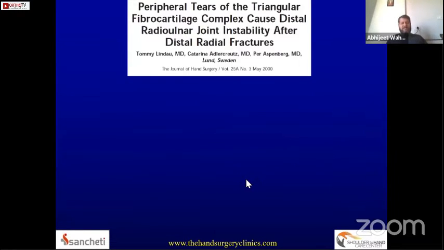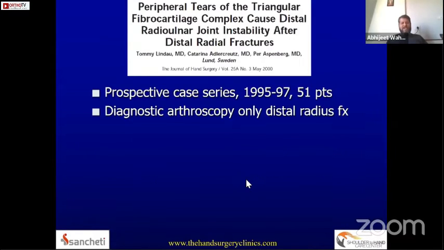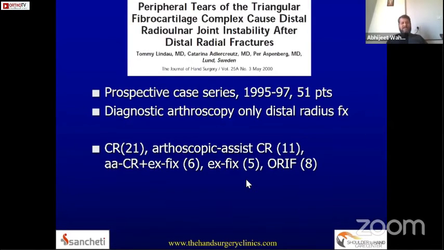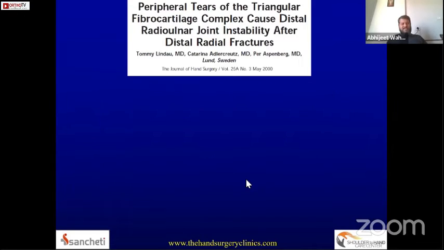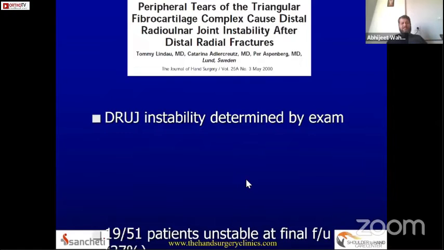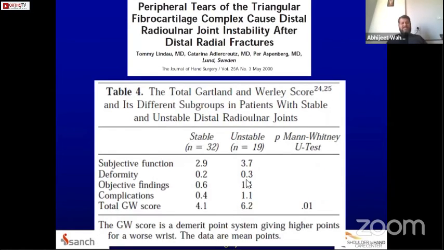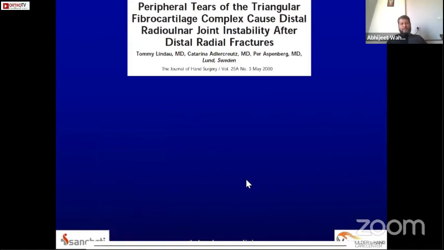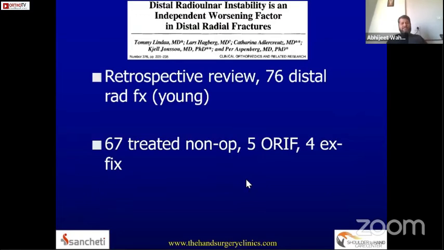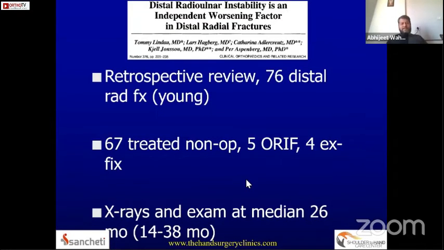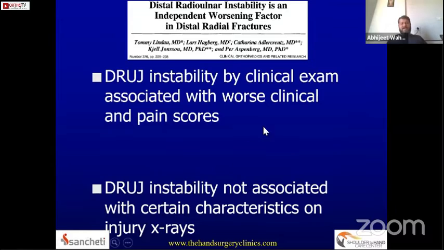Another study from Tommy Lindau and the Swedish group. It was a prospective study where they looked at distal radius fractures along with ulnar styloid fractures, performed diagnostic arthroscopy for distal radius fractures, and DRUJ instability was determined by clinical examination, and all unstable fractures lent themselves to a poorer outcome on the Gartland-Werley score. So they concluded that in their study, where people had instability of the DRUJ on clinical examination, they had worse clinical outcomes and pain scores were worse.